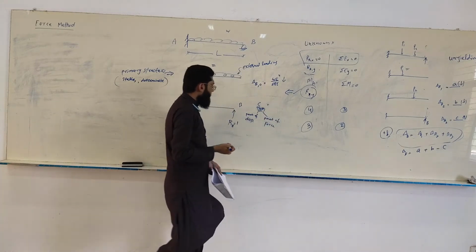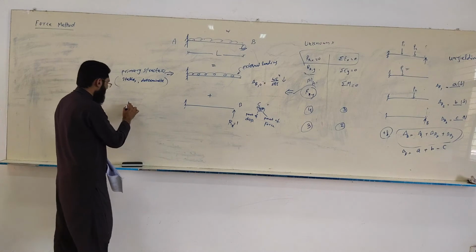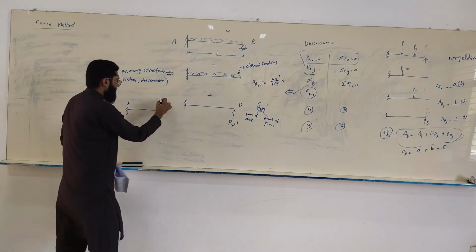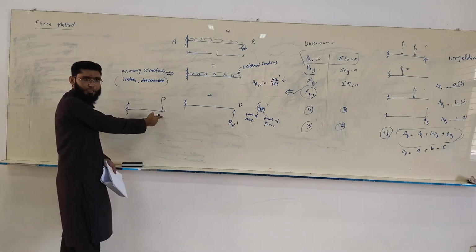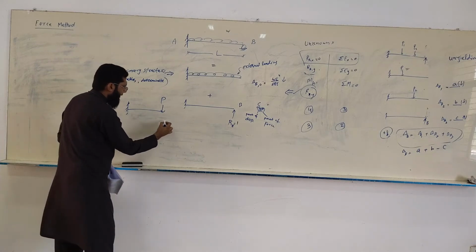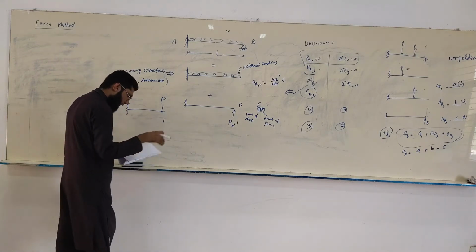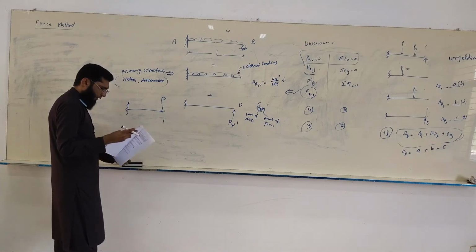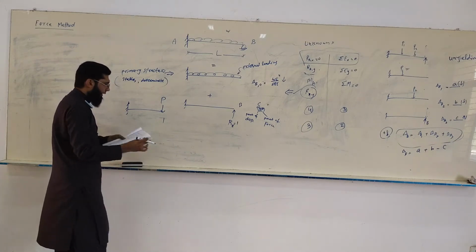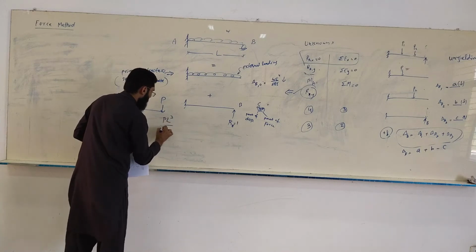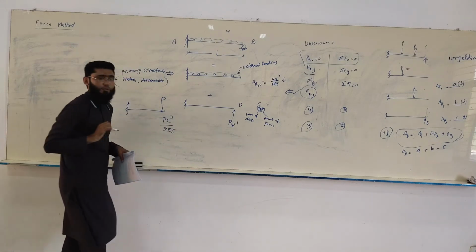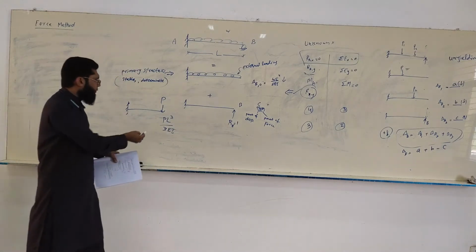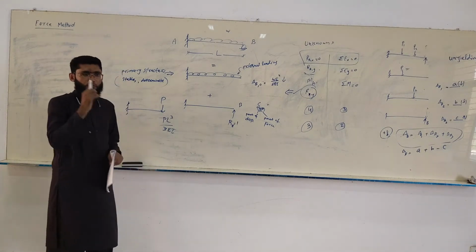So far, in your table you will find something like this. When there is a P at the tip of the cantilever, the displacement in that case is given by PL cubed over 3EI, okay? And of course it's going to be downward. If the load is downward, the displacement will be downward, okay?